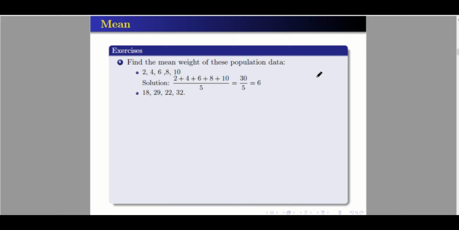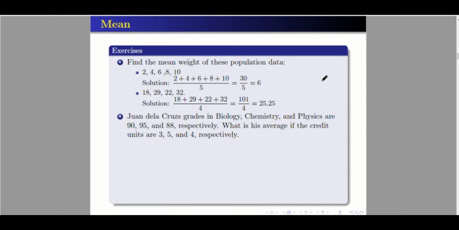Number 2, we have this data. So we have 1, 2, 3, 4. So only 4. So 101 divided by 4, we have 25.25. Do not round off the mean to a whole number, because it is expected that when we compute a mean or average, most of the time it has a decimal number, or it is fractional.